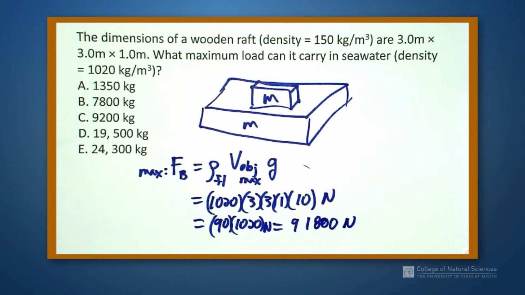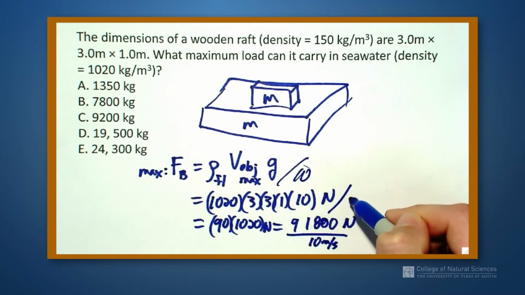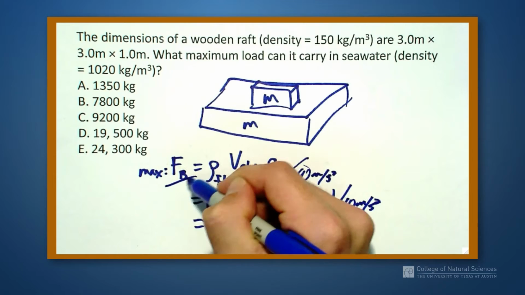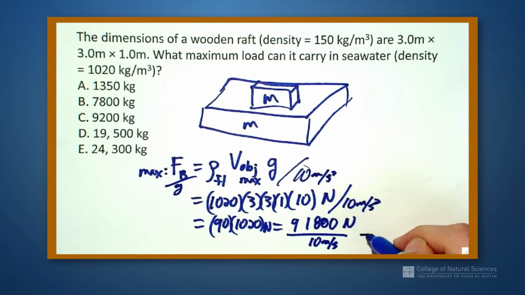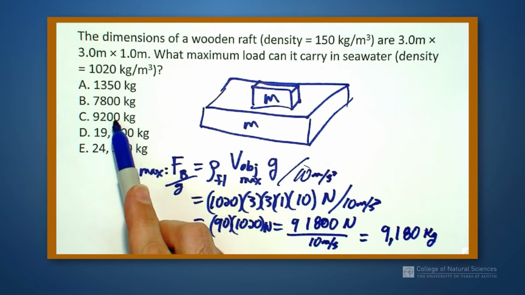That's a lot. If I divide this by g, by the 10 meters per second squared, so dividing everything by 10 meters per second squared, that will give me a value of 9,180 kilograms that this thing can support. Well, that looks like this number right here, the 9200.